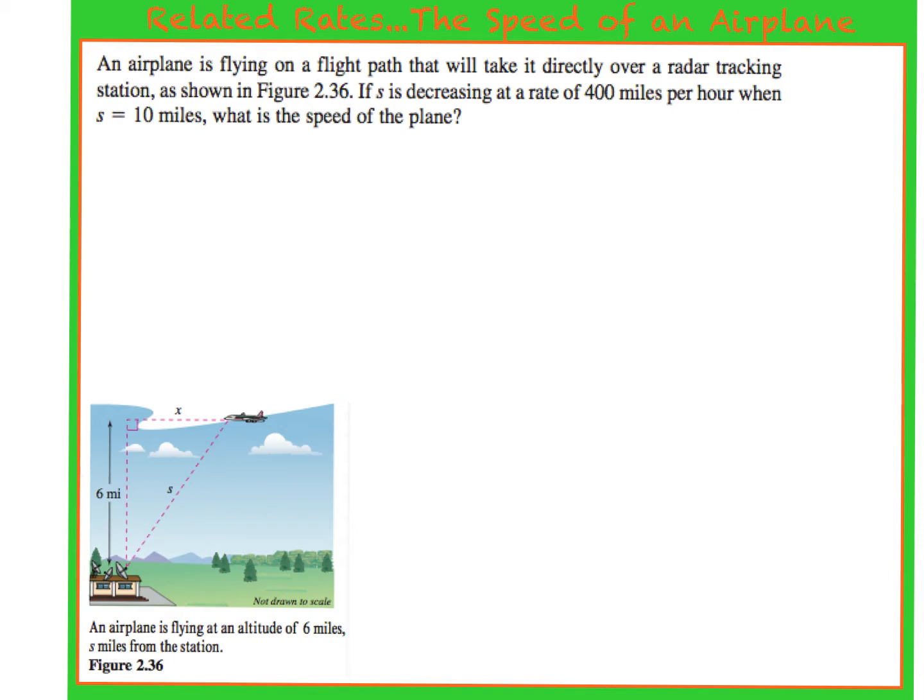All right, stop. What was just read? Decreasing. So what was just said? Rate is -400. Okay, but what's the rate? There it is. ds/dt is equal to -400. That's what was just said. All right. Keep going. When s is equal to 10 miles. So what was just said? s equals 10. All right. What is the speed of the plane?